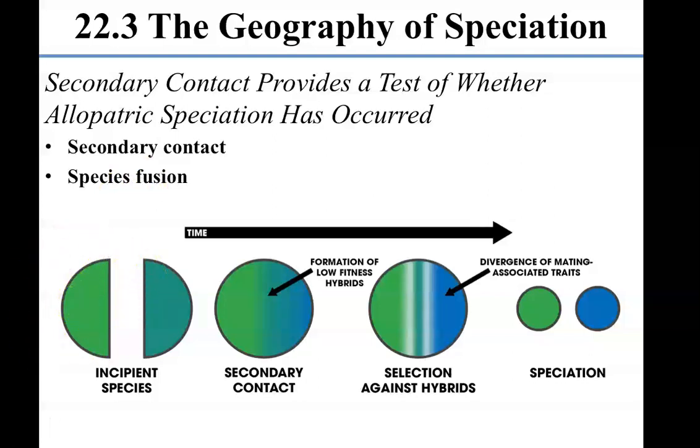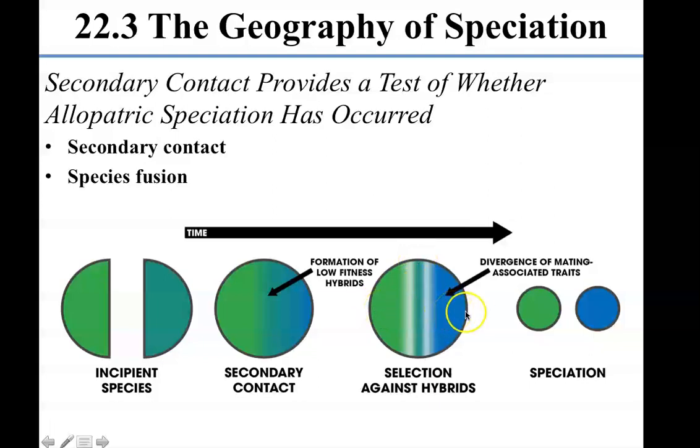So we've got two groups. They're split geographically, and then over time they come back together. Here's secondary contact, bringing the two populations back into contact. In this example, hybrids are forming, so maybe there aren't enough prezygotic isolating mechanisms in play. But let's say those hybrids are inviable or less fit, so the hybrids get selected against. These hybrids die, and it effectively creates a barrier between these two groups.